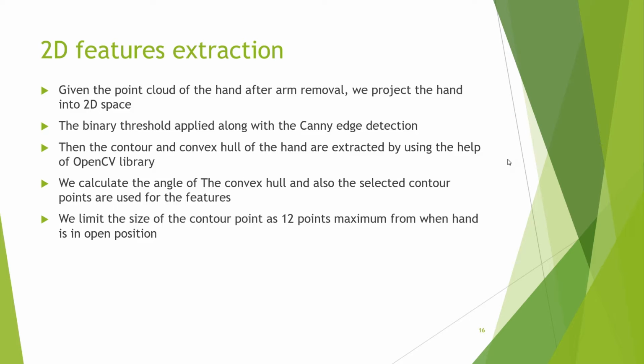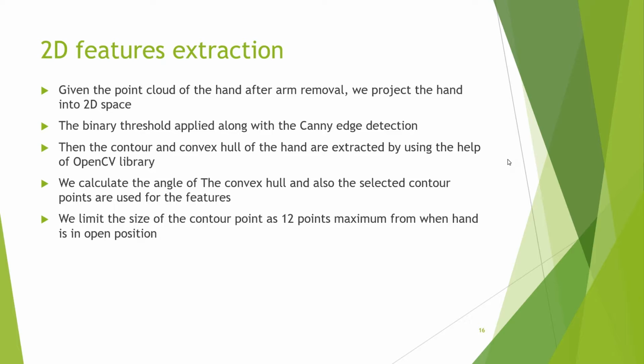And that's 3D finger detection, the extraction of finger position. And here, for the 2D features extraction, given the point cloud of the hand after arm removal, we project the hand into the 2D space. Using a binary threshold along with Canny edge detection, we get the contour of the hand and also the convex hull, with the help of the OpenCV library.